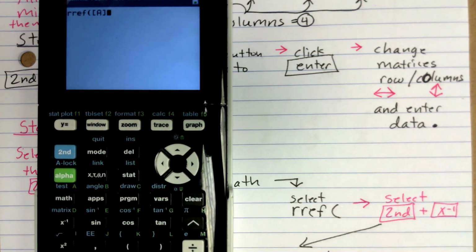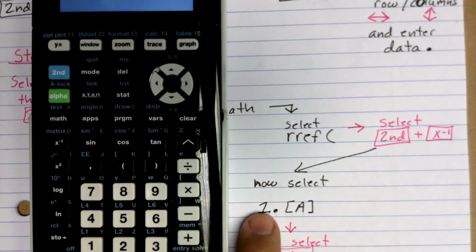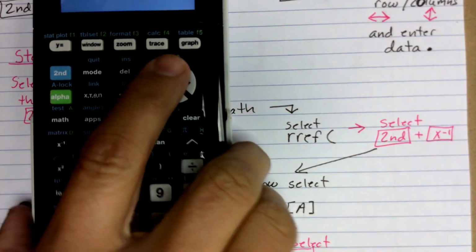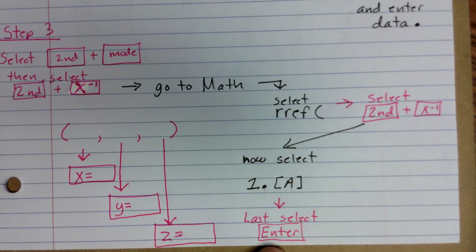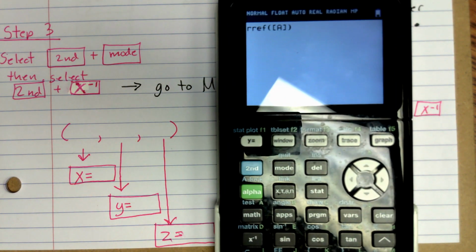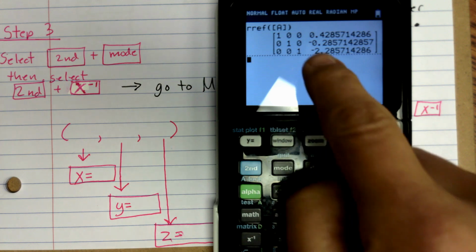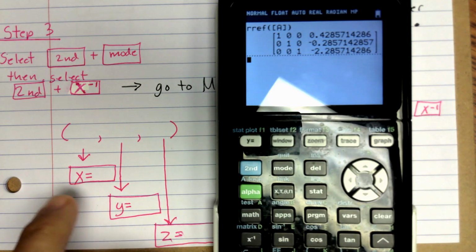Notice it comes down. Now if we were to continue to follow the instructions that we have here, next, it says now select A. We just did that. And then the last thing that we're going to do is select enter. So I'm going to go ahead and move this back up. I'll close my parenthesis and hit enter. And these are the answers, the columns that you see on the right hand side. So I'm going to write my answers down here.